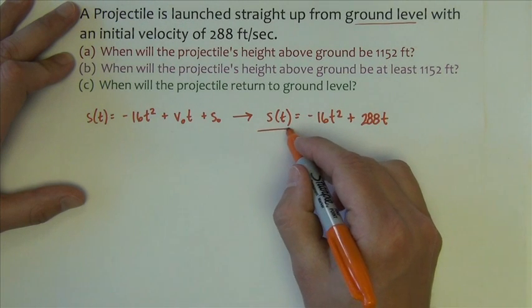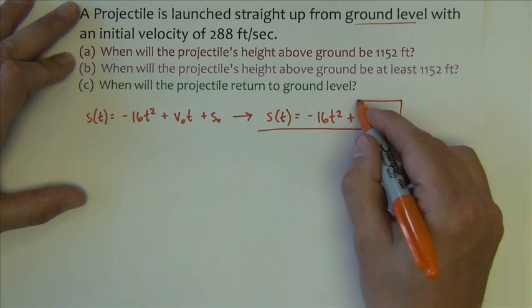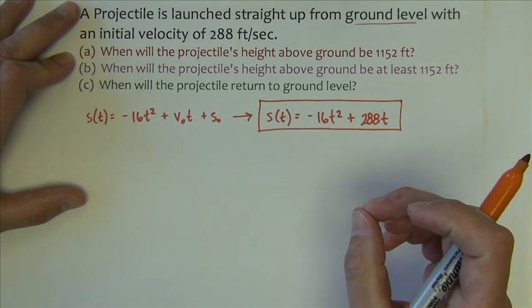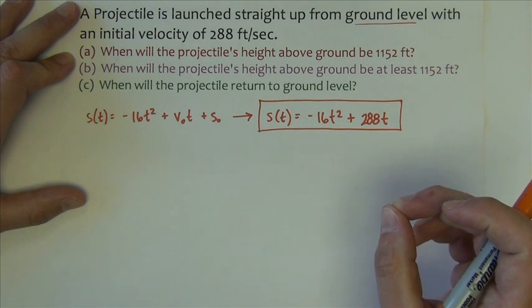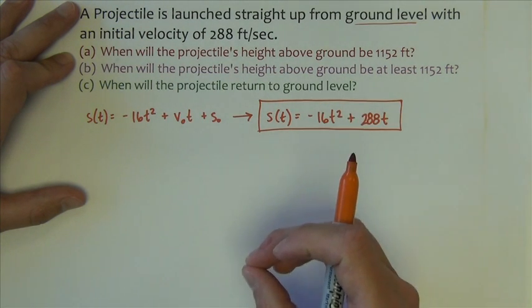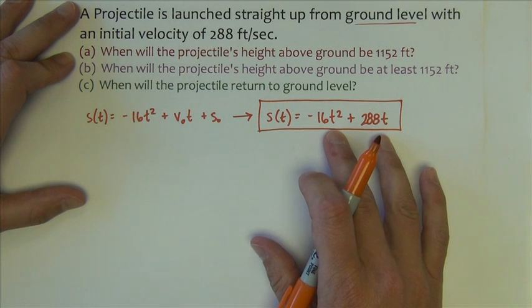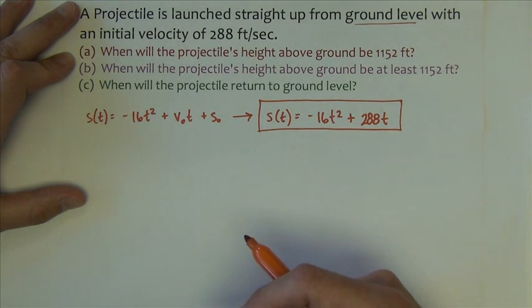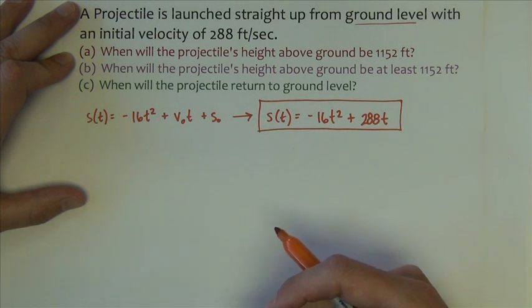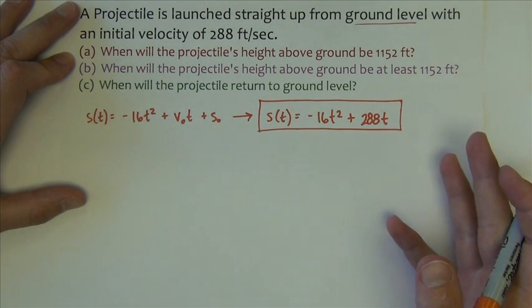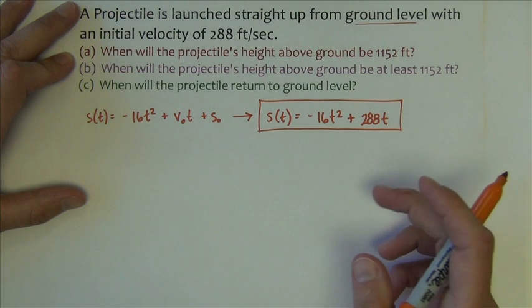Okay, so this is the model that we're going to be working with, the function that models where the projectile is at a specific unit of time. So if I want to know how high above the ground the projectile is at 2 seconds, well, then I put 2 in for the t's and I work it out. That's what this model tells us.